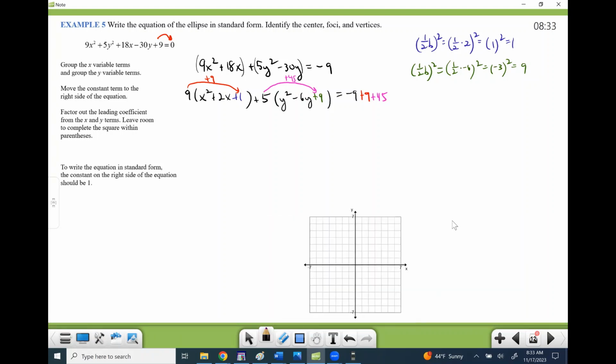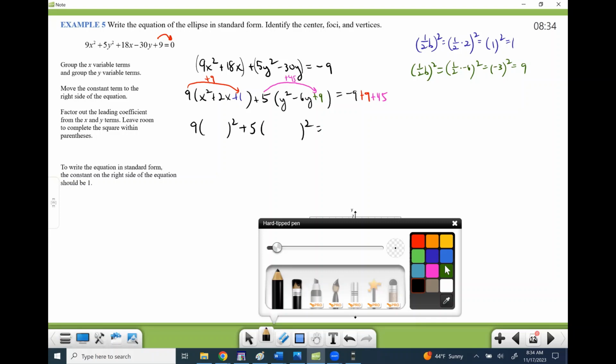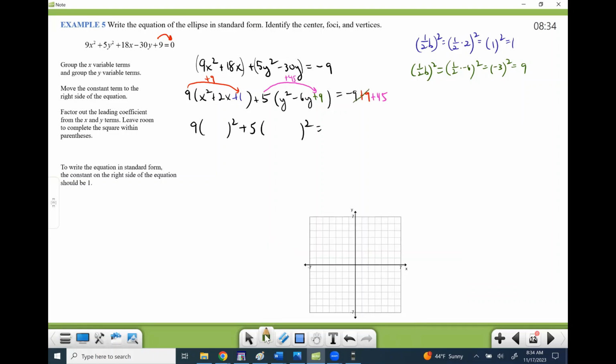If I could say where my students mess up, it's right there, because they'll put a +1 and a +9 on both sides of the equation. You've got to remember to multiply it by that front number. Okay, so we have 9 times something squared and 5 times something squared. And these 9s are just going to cancel each other out. So it looks like we get 45.